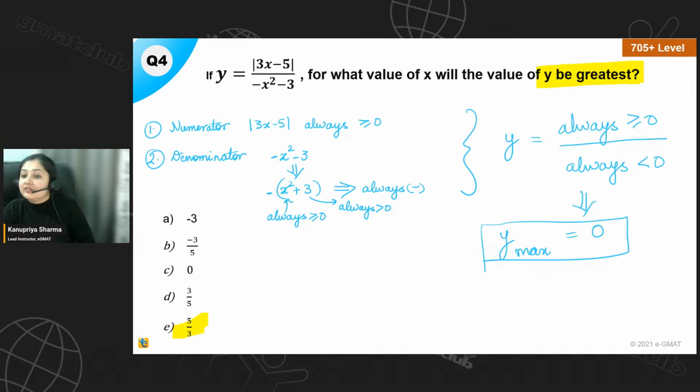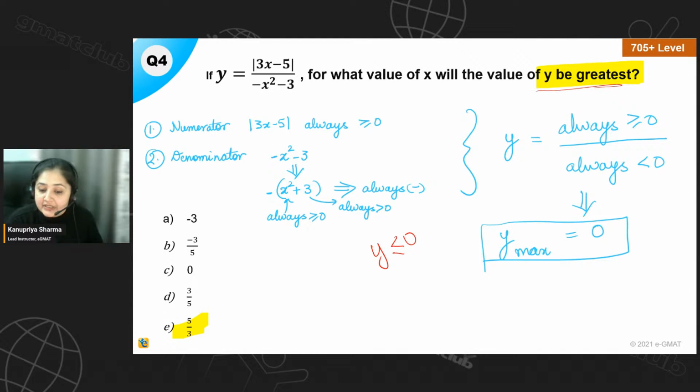Okay, Ashdeep. If you look at y, the numerator is always greater than or equal to 0. It will never be negative. The denominator, on the other hand, will always be negative. So a non-negative entity divided by a negative entity will always be either negative or 0, right? So y will always be less than or equal to 0.